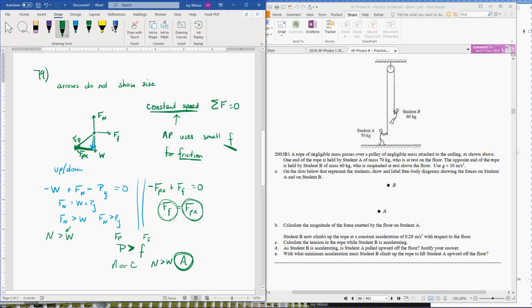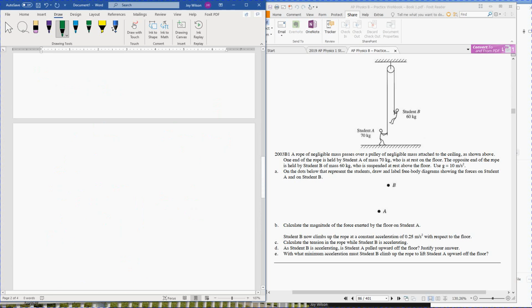I'm going to put in a new page again so that I have a nice clean sheet to work with. I'm going to work the 2003 B3. So, for those of you that are paused, I will catch you on the back side of the pausing.